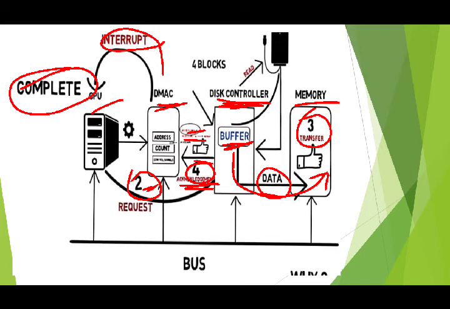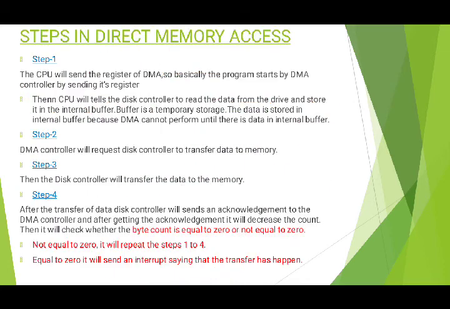Here the most important thing is we are seeing four blocks: a CPU, DMAC, disk controller and memory, connected to a bus. And this is important: in this figure we can see four blocks, and the transferring of data is happening through DMAC. So we can see the detailed steps here. Step 1, the CPU will send to the register of DMA. So basically the program starts the DMA controller by sending its register.